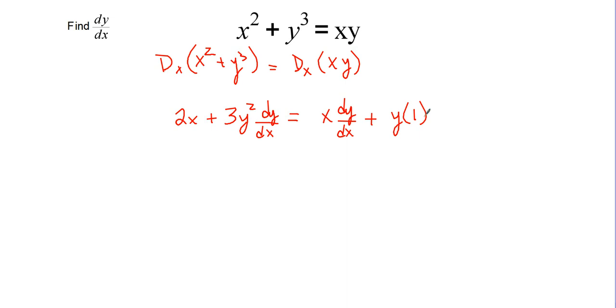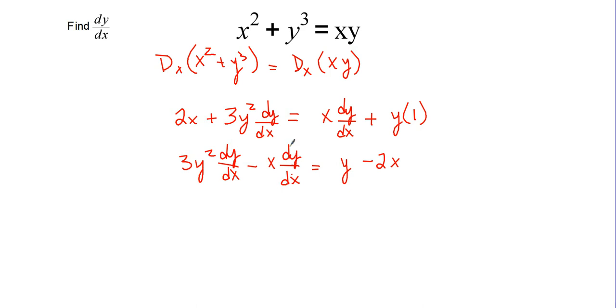The next step will be to gather all of the terms with dy/dx on one side and all of the terms without dy/dx onto the other side. So we'll subtract x dy/dx from both sides, and we will subtract 2x from both sides, giving us 3y squared dy/dx minus x dy/dx equals y minus 2x.